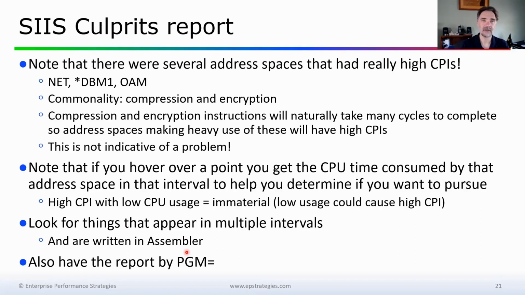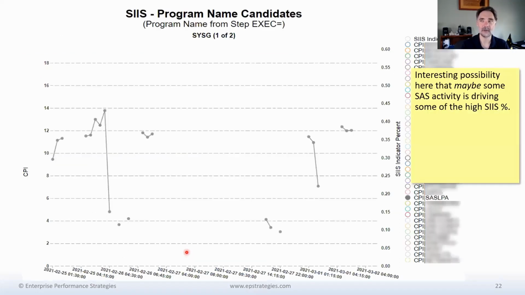And then the next thing we did, of course, was, well, let's look at it by program name as well. In this particular case, what we ended up seeing was, hey, there's a lot of cases here where SAS shows up. Okay, so maybe that's an indicator that SAS is involved in our problem times here. That wasn't necessarily the case all the time, but it showed up enough that it was interesting, right?